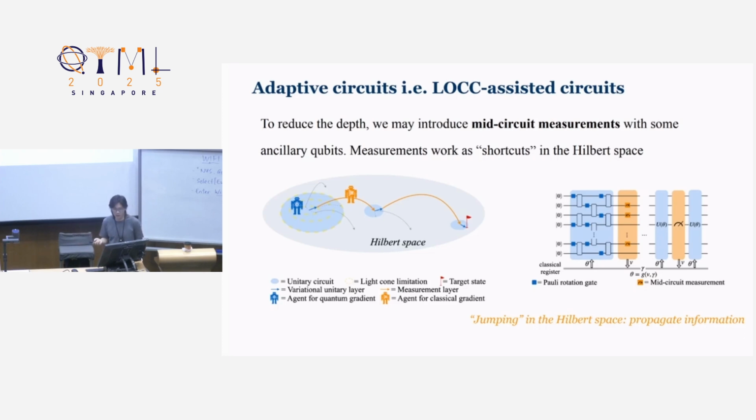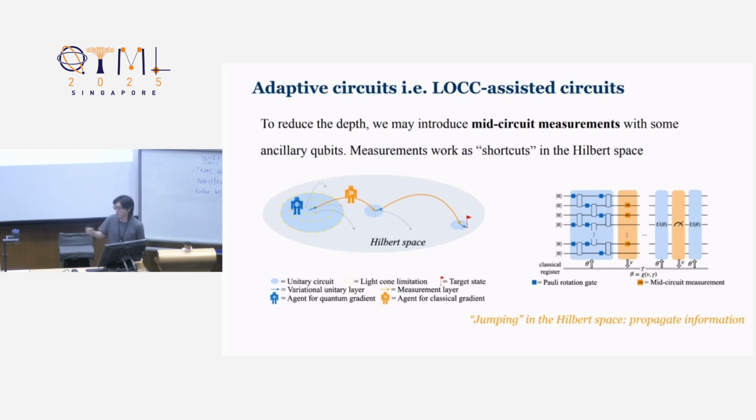The idea is that you can do measurements, and after the measurement the state collapses, and you use the mid-circuit measurement outcomes to control the following operations. If you do so, you find you can use significantly shallower circuits to prepare the same state. This is what we show on the left. On the right is what it looks like in a circuit: you have some unitary gates, this blue area, and you also have some measurements, this orange part.